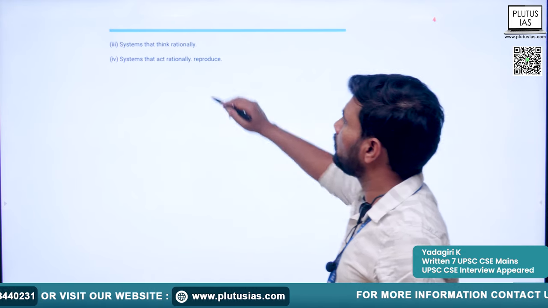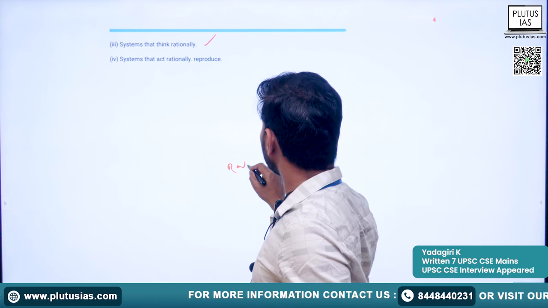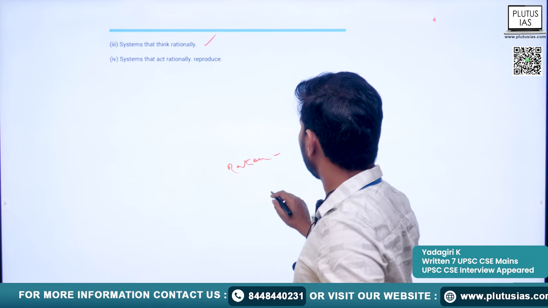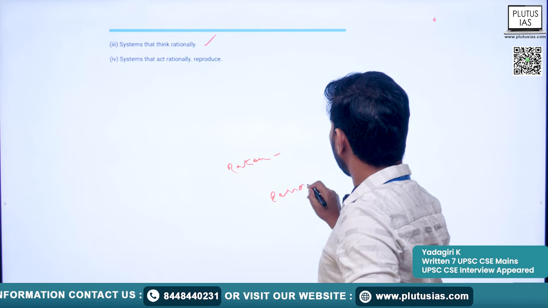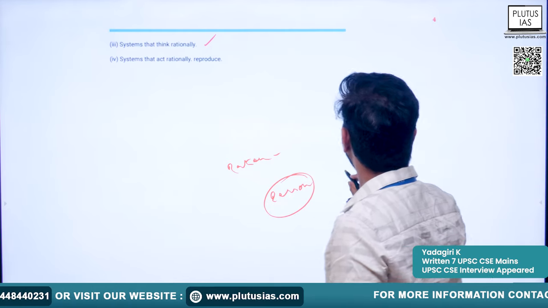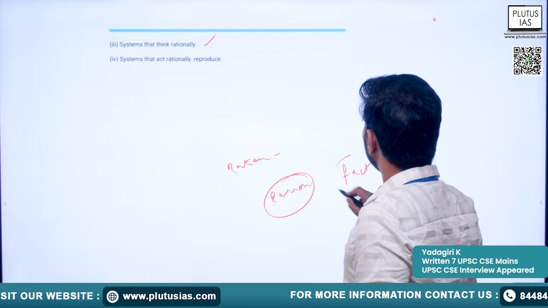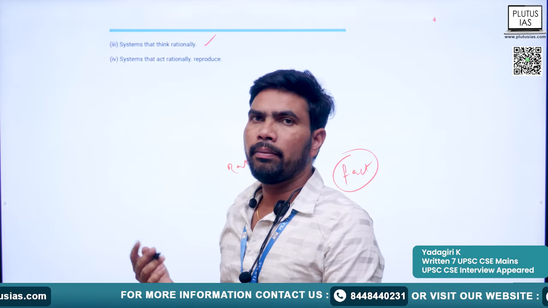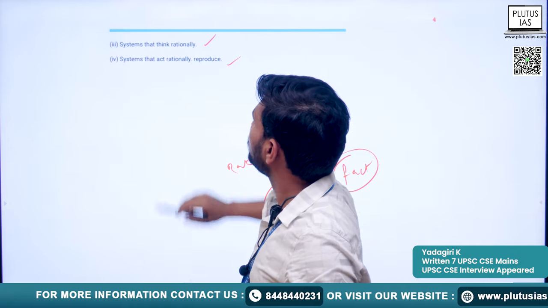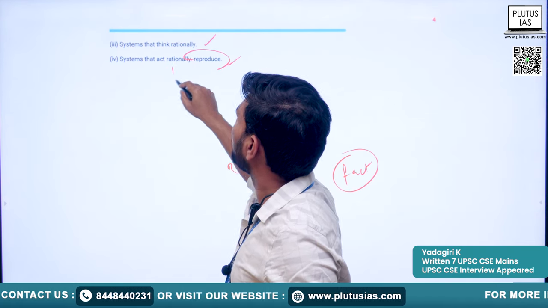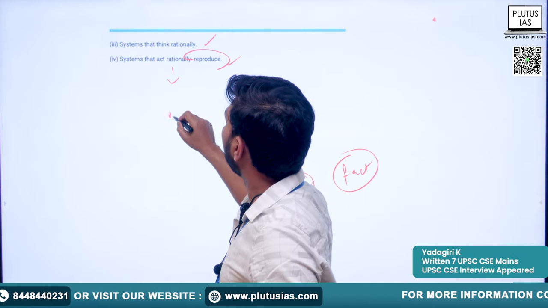Similarly, there are systems that think rationally. Rationality means thinking based on a cause or reason. Thinking rationally means the thought process is based on reason or fact. Machines start thinking rationally, I mean, they take decisions based on facts. Right. Then systems that act rationally. Acting rationally means acting based on the facts.